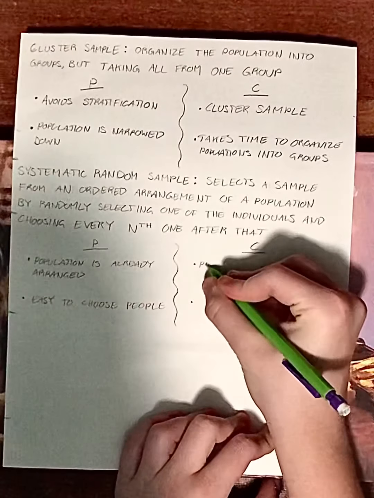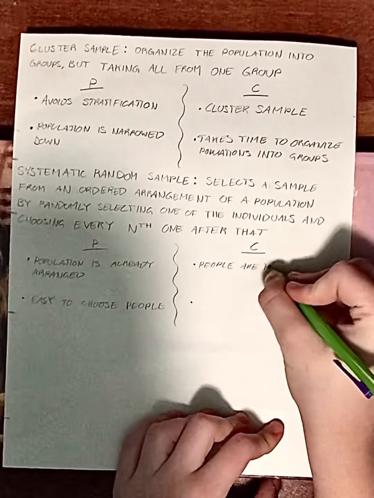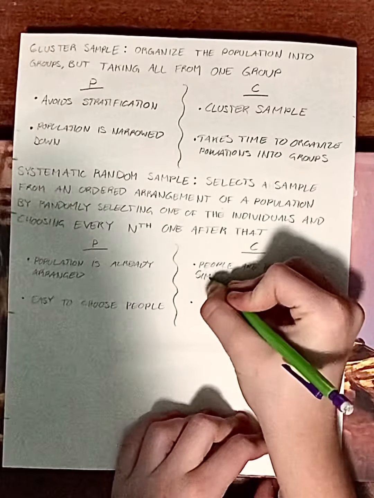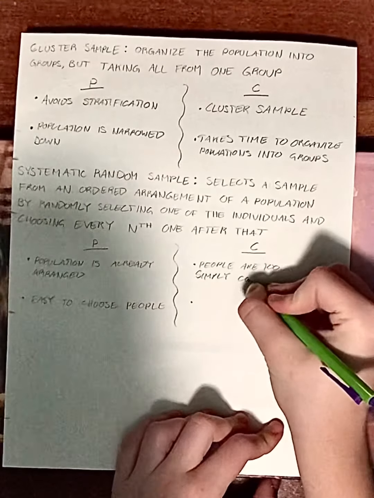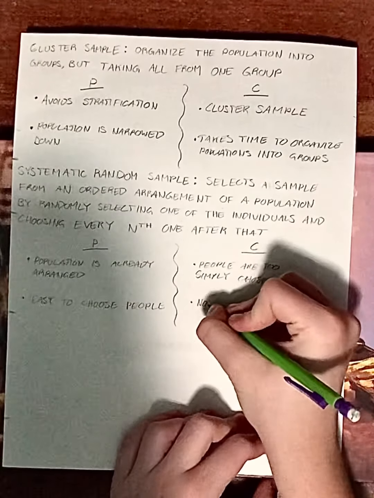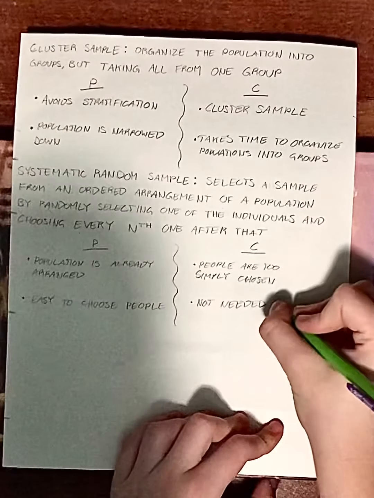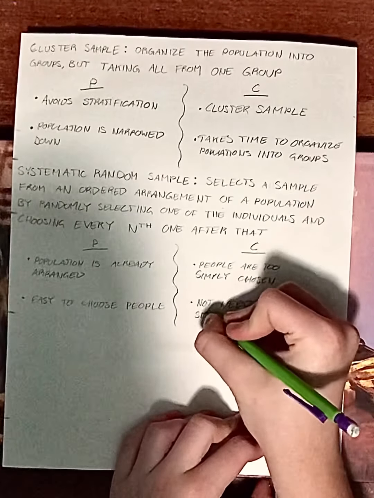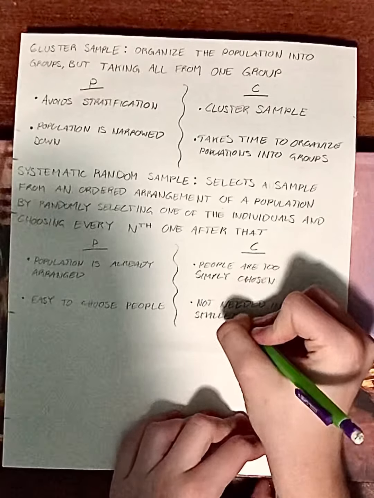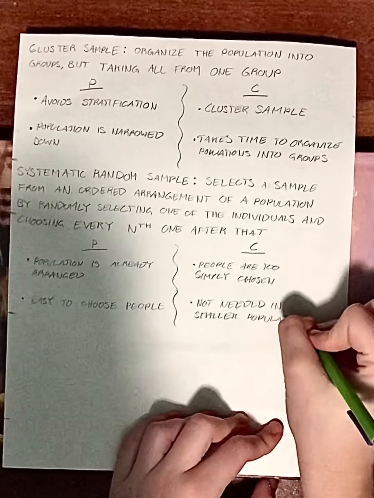Finally, there's a systematic random sample, which selects a sample from an ordered arrangement of a population by randomly selecting one of the individuals and choosing every nth one after that. The pros of a systematic random sample are that the population is already arranged and that it's easy to choose people. The cons are that people are too simply chosen and that it isn't needed in smaller populations.